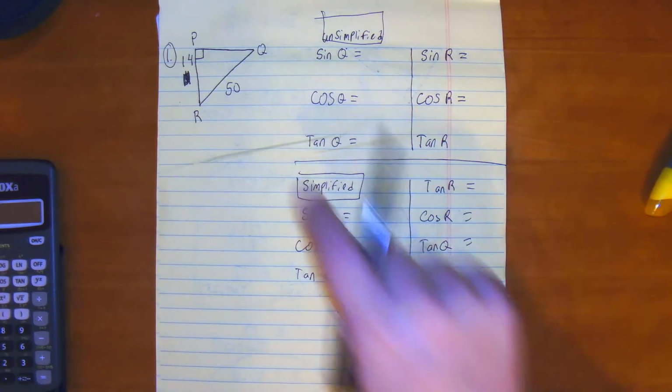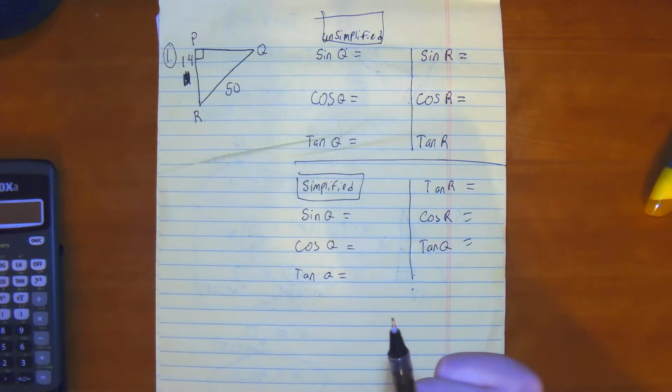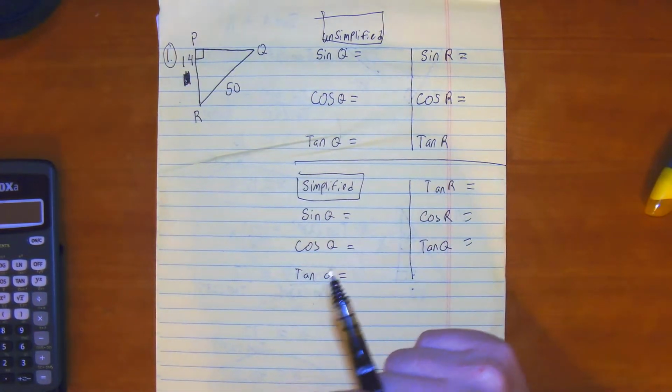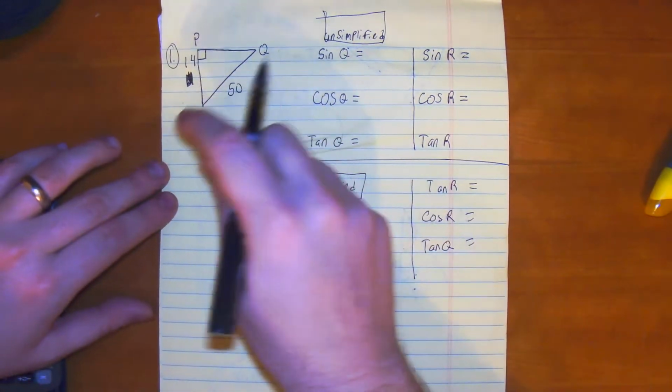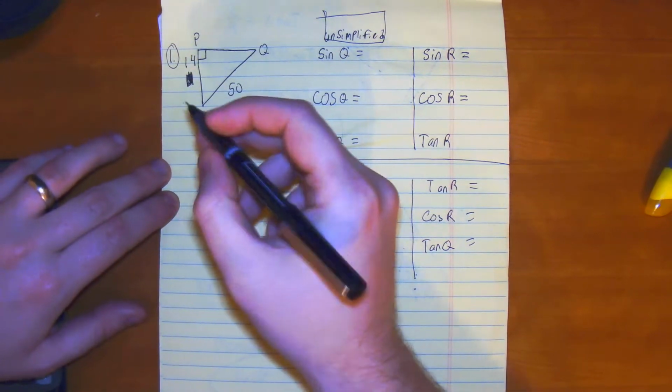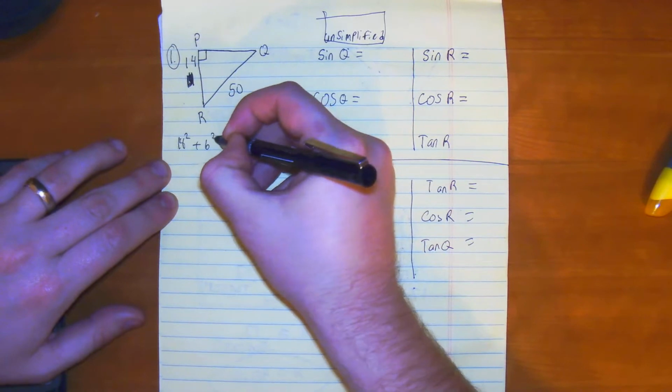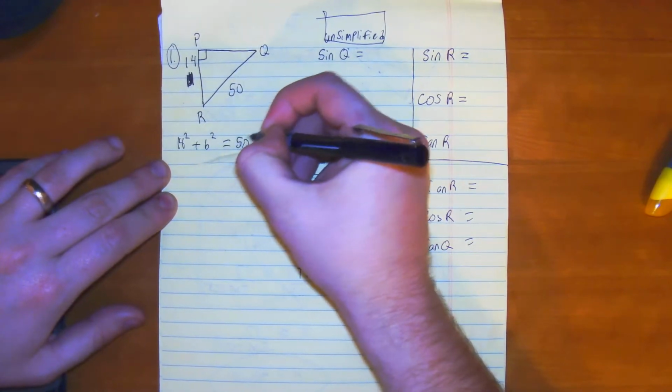Alright, so first we have an unknown side. It is a leg, so we can use the Pythagorean theorem. Why use trig when we can use the Pythagorean theorem? It could be quicker. So we have 14 squared plus b squared equals 50 squared.